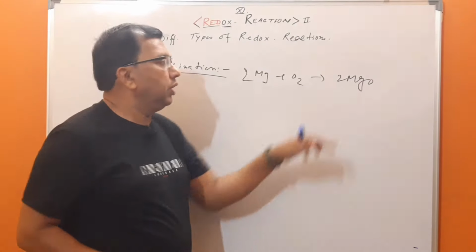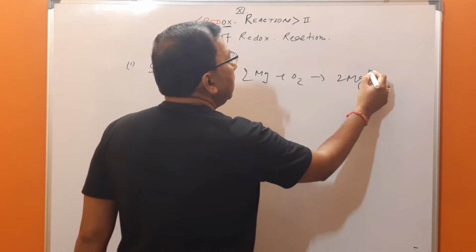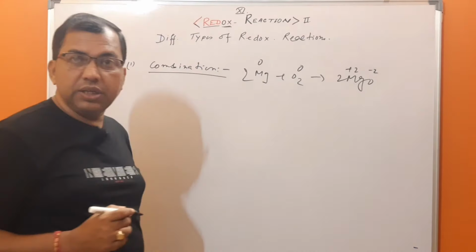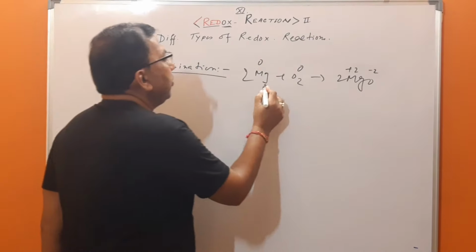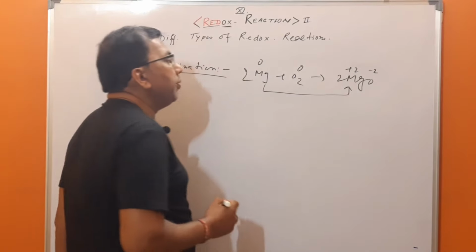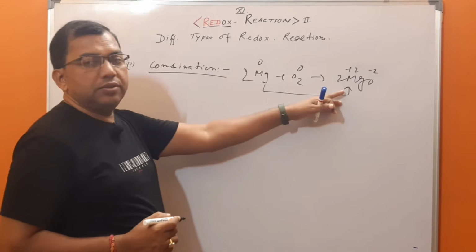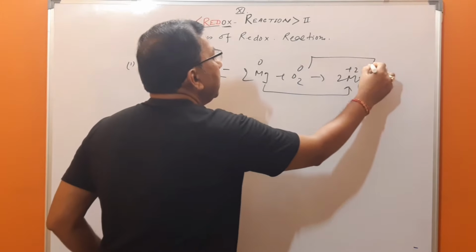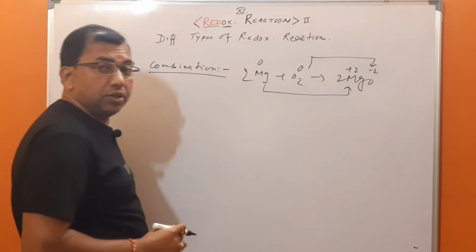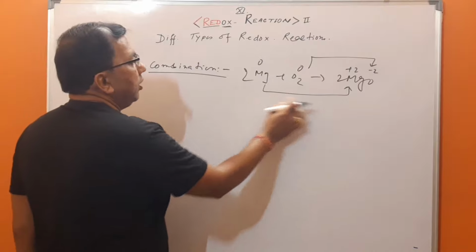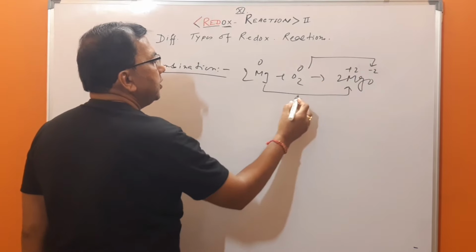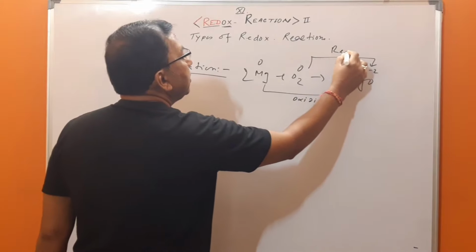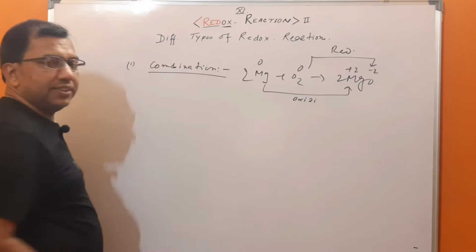Mg is 0, oxygen is 0, and in the product Mg is plus 2 and oxygen is minus 2. Clear? From here to here the oxidation number of Mg increases and that of oxygen decreases. This is oxidation, and this is reduction. So this is a redox reaction.